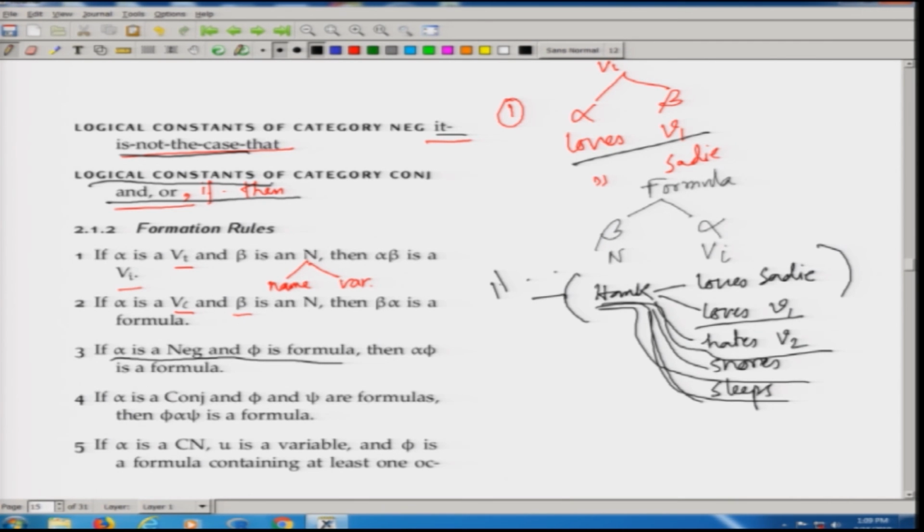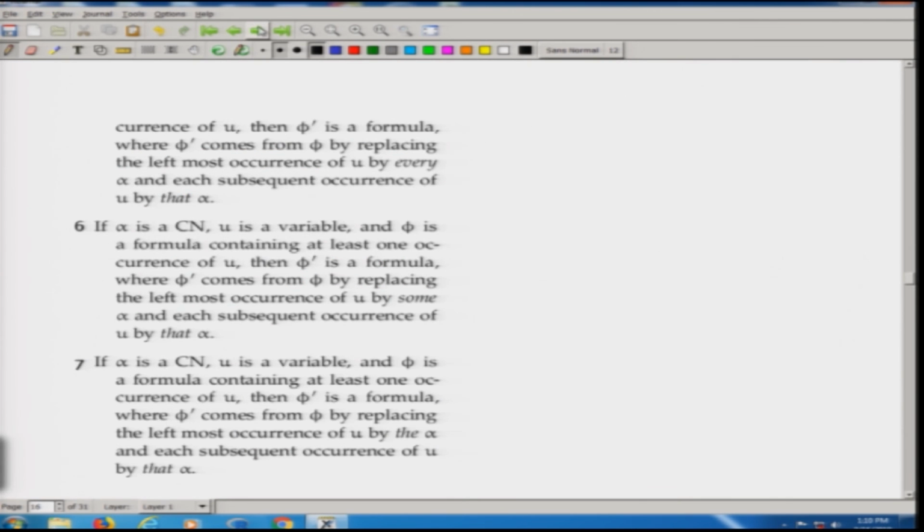Now, very important rules here which we didn't have before. One is this: if alpha is a Cn, that is a common noun (there are three common nouns: man, woman and fish), and U is a variable, then phi is a formula containing at least one occurrence of U. Then phi prime is the formula where phi prime comes from phi by replacing the leftmost occurrence of U by every alpha, and alpha, remember alpha is a common noun, and each subsequent occurrence of U by that alpha. What does that mean?